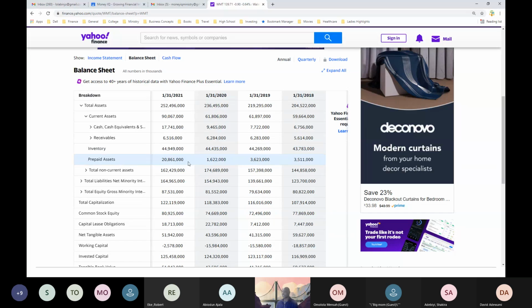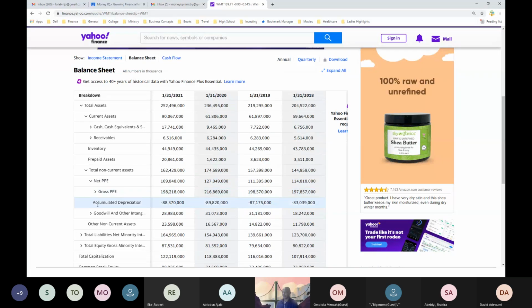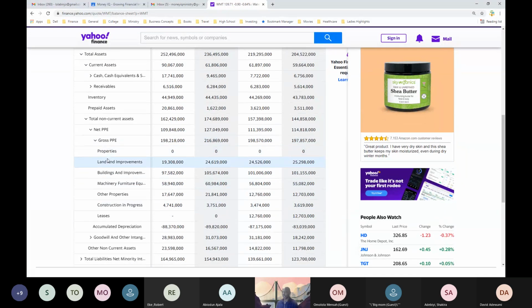In this case, a prepaid asset for a company like Walmart would be maybe, those of us that go to Sam's Club and you buy their Sam's card. That is prepaid money that you have to pay, those kinds of things. Then the non-current assets, the plant, properties, and equipment. And then you have that broken out for you here.